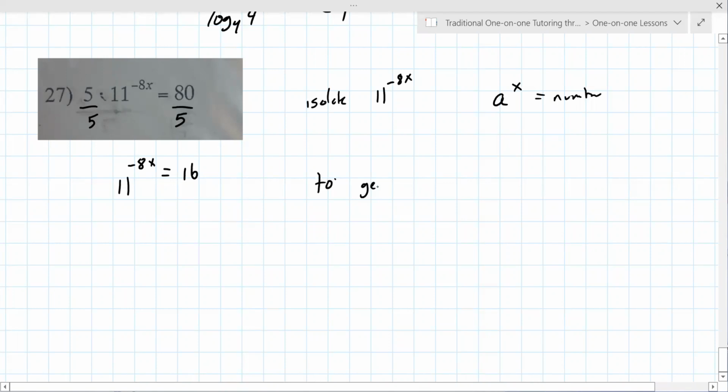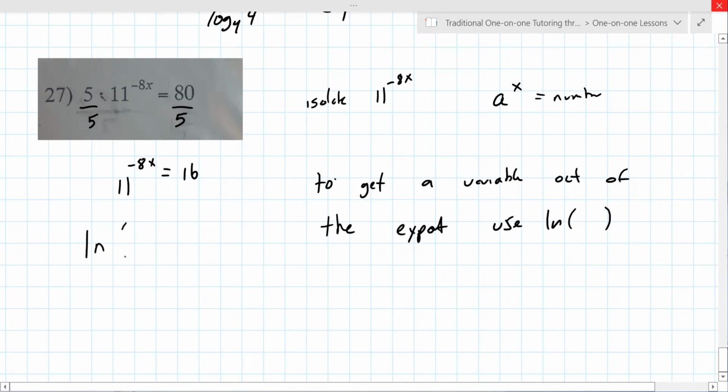To get a variable out of the exponent, use ln, natural log. Have you seen that in class? Yeah. So what you do is you write the natural log of both sides of the equation. And you'll do this in other classes. That's why I'm showing you this technique.